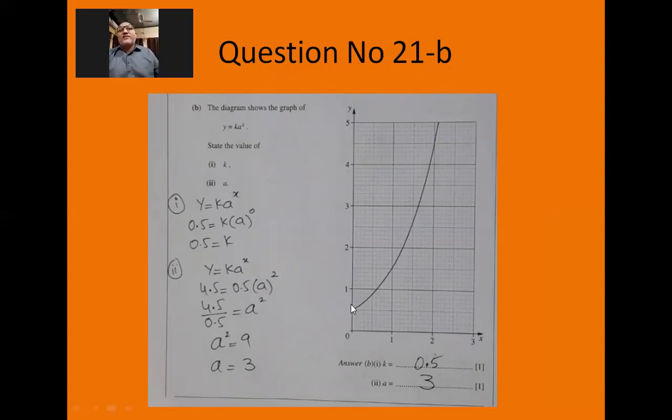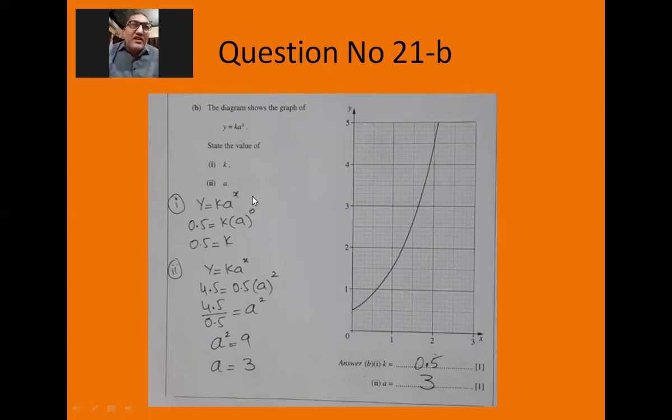Okay. So this is the graph of this equation, y equals k a raised to power x. I want to find the value of k. So I will take this point here. The x value is 0 and the y value is 0.5. So the equation is y equals k a raised to power x. The y value will be 0.5. The k I want to find out. A I don't know. The x value is 0, so a raised to power 0 will be 1. So k equals 0.5.